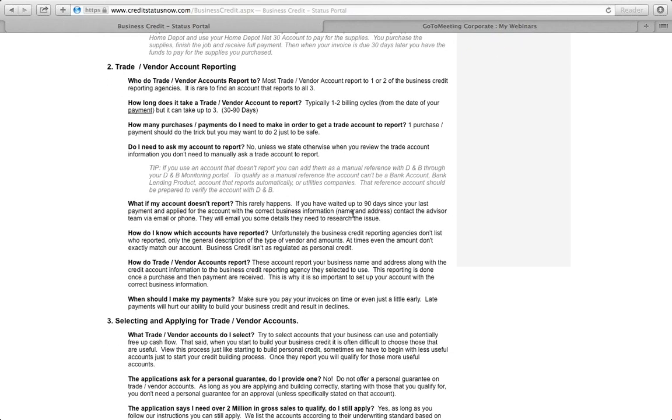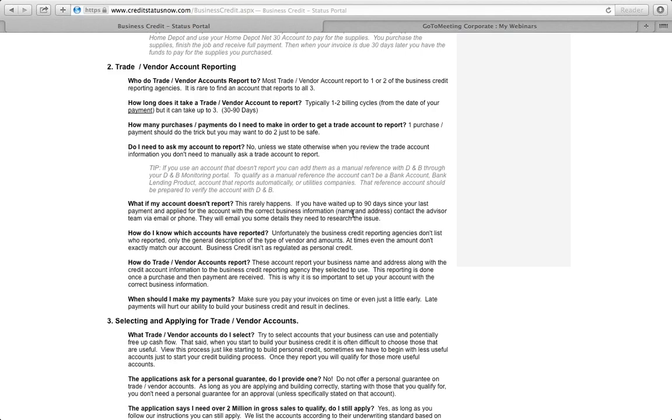Okay, so not all trade account vendor accounts report. You may have a business account with some vendor or trade account, but just because you have it doesn't mean it actually reports. And it is very common for these vendors or trade account vendors to only report if something is late. So keep that in mind.